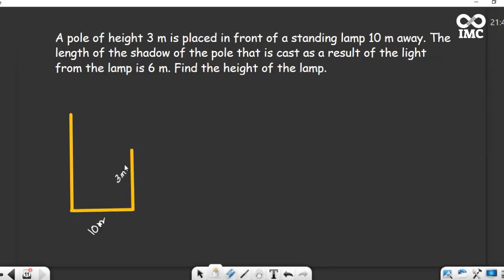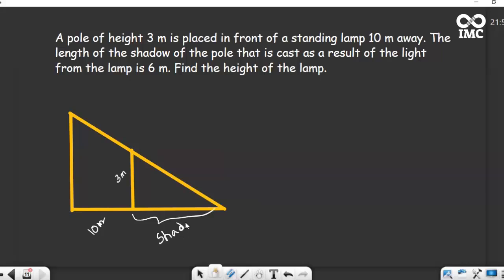The length of the shadow of the pole. So shadow of 3 meter will be given here. Okay. So if we want to draw, then we can see this one. Here this one will represent the shadow. Okay. This one is pole. This one, we can say this is the standing lamp. Okay. Now, the length of the shadow of the pole that is cast as a result of the light from the lamp is 6 meter. So the shadow is 6 meter.